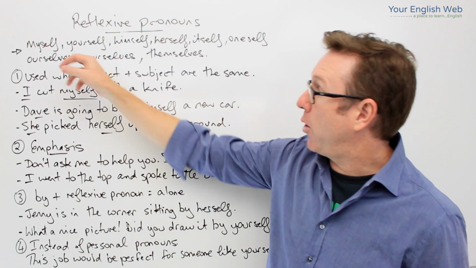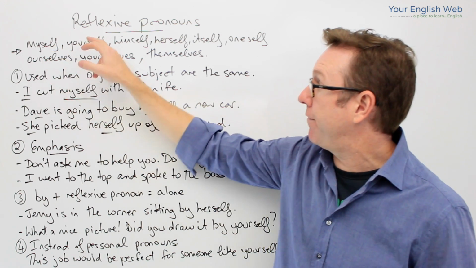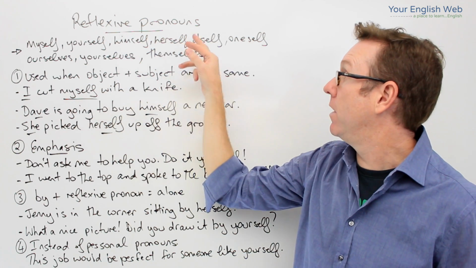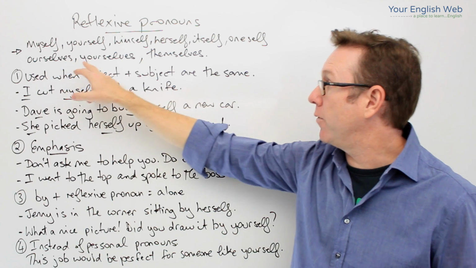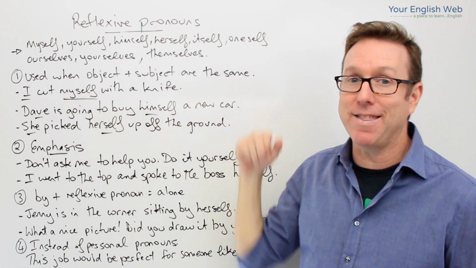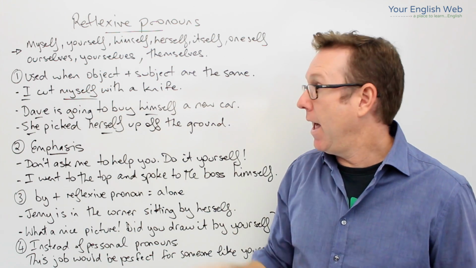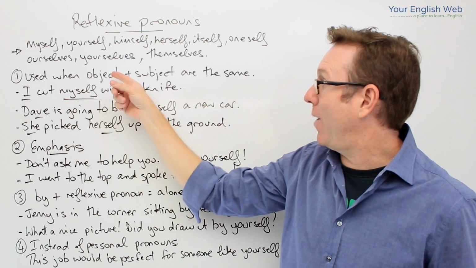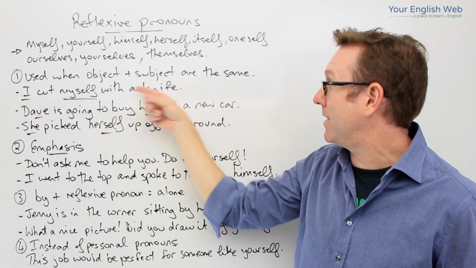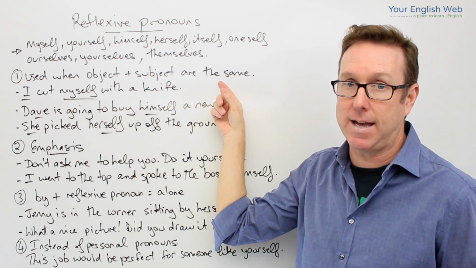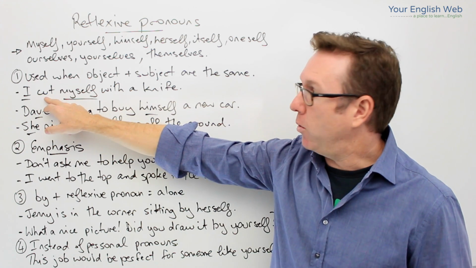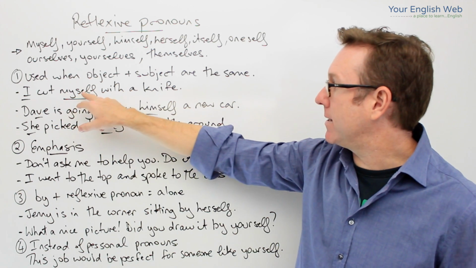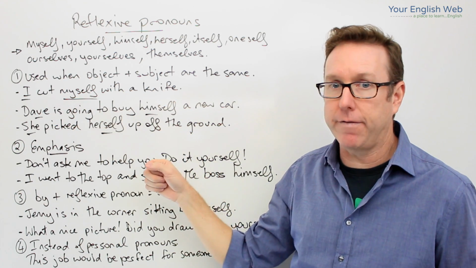Now, reflexive pronouns are myself, yourself, himself, herself, itself, oneself, ourselves, yourselves, and themselves. And we use them when the object and the subject in the sentence are the same. So, let's have a look at this example. I cut myself with a knife.